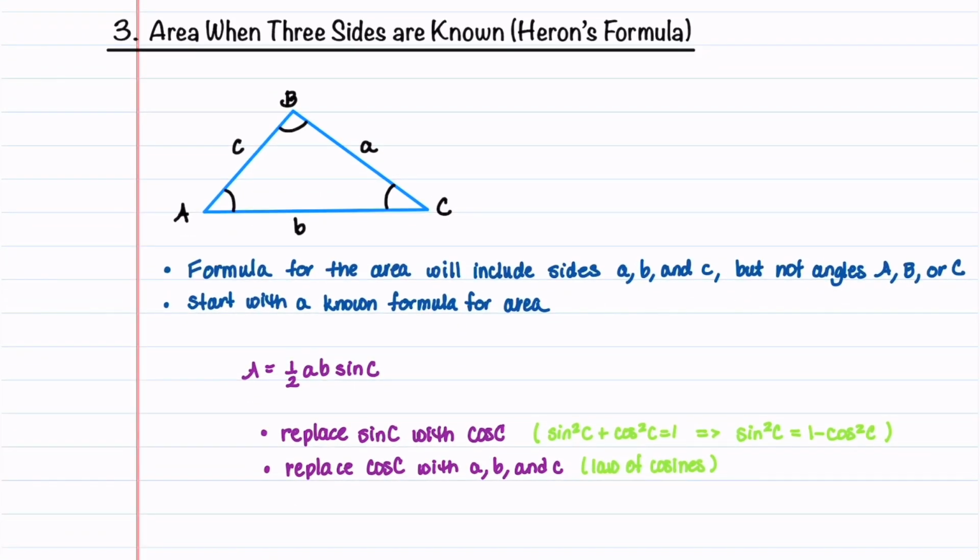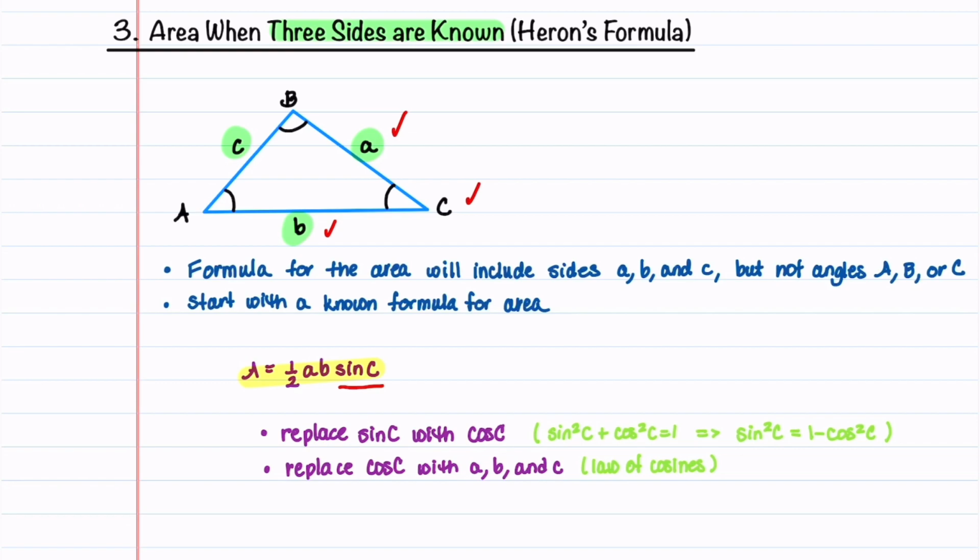Let's now find the area of a triangle when 3 sides are known. The sides are A, B, and C, and this is also known as Heron's formula. Let's start with the formula that we just found if we know 2 sides, A and B, and the included angle C. Since we don't know angle C, we need to find a way to express sine of angle C in terms of the sides A, B, and C.